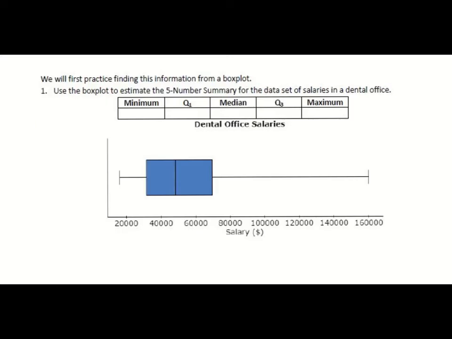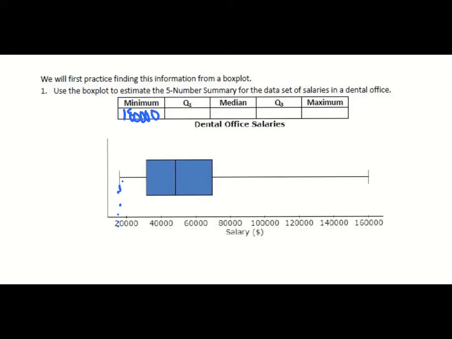On this one, this is that dental office salary example that we did last class. All they want you to do is look at this one. If you look at the data from the class, you can see this, but we're just going to look at this one and estimate it. Let me get a pen here. Right now your minimum is right here. So this one is 18,000 is your minimum from this.